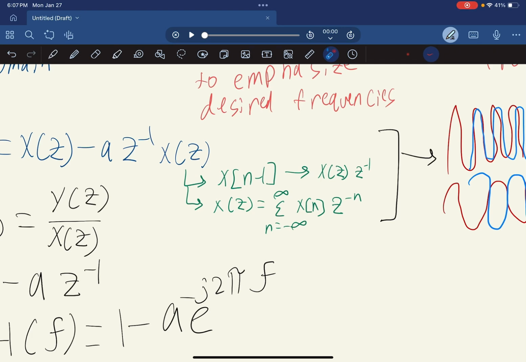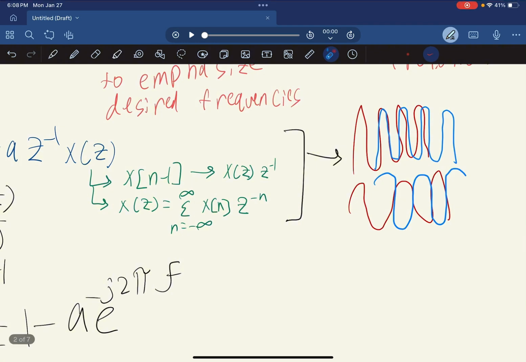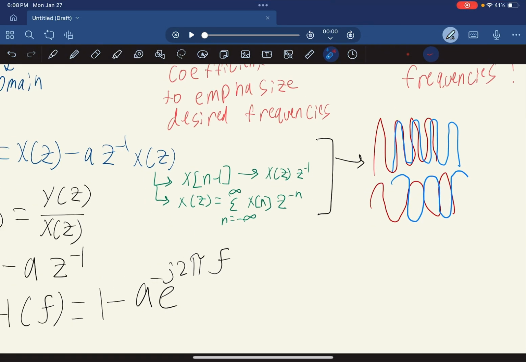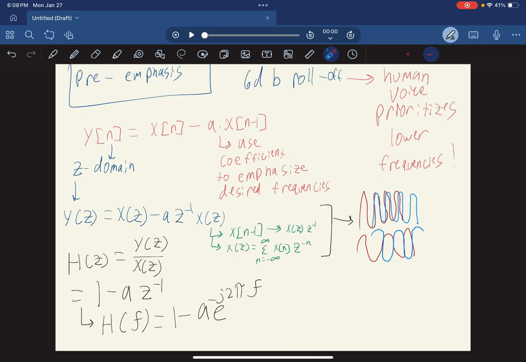So let me say that again for simplicity. What we're doing to reconstruct x of z is we're taking our original signal and multiplying it, so it'll be like x of 3, z to the minus 3, where z is going to be a complex number, right? And we're going to be adding x of 3, z to the minus 3 plus x of 4, z to the minus 4, etc. So we're taking a linear combination here to reconstruct our signal using complex numbers, and that is what x of z is. Okay, moving on.